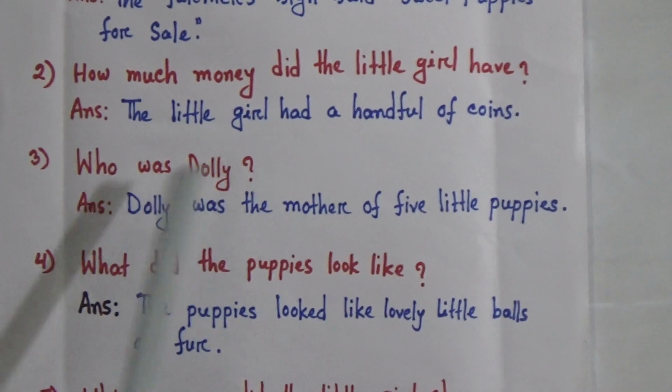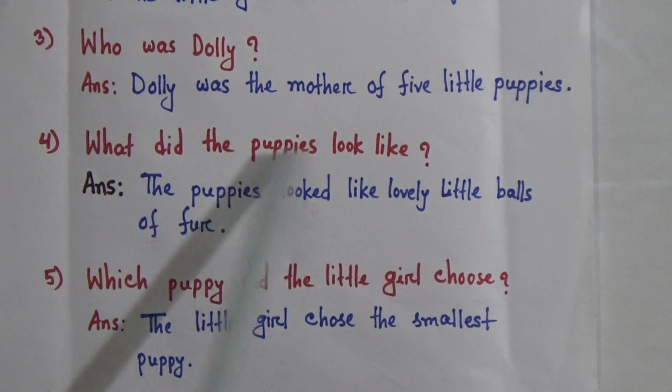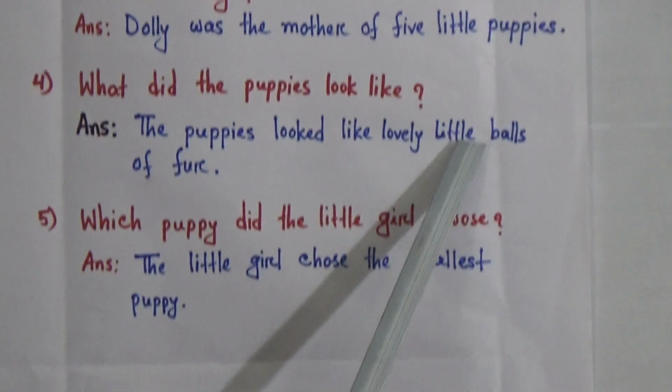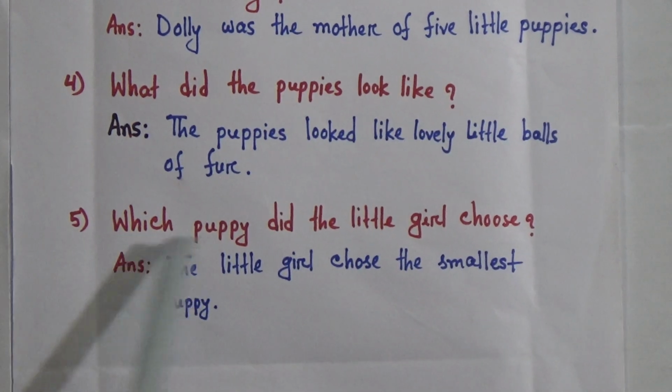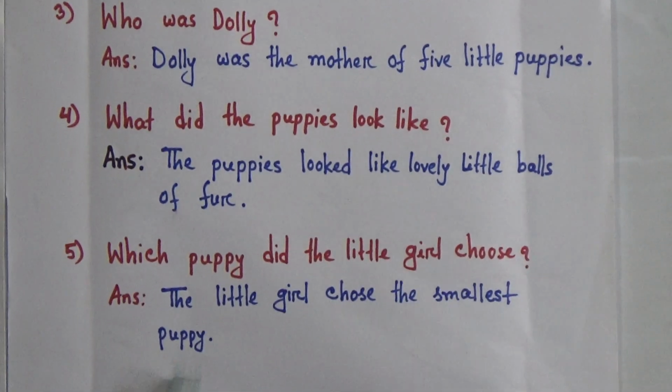Number 3, who was Dolly? Dolly was the mother of 5 little puppies. Number 4, what did the puppies look like? The puppies looked like lovely little balls of fur. Number 5, which puppy did the little girl choose? The little girl chose the smallest puppy.